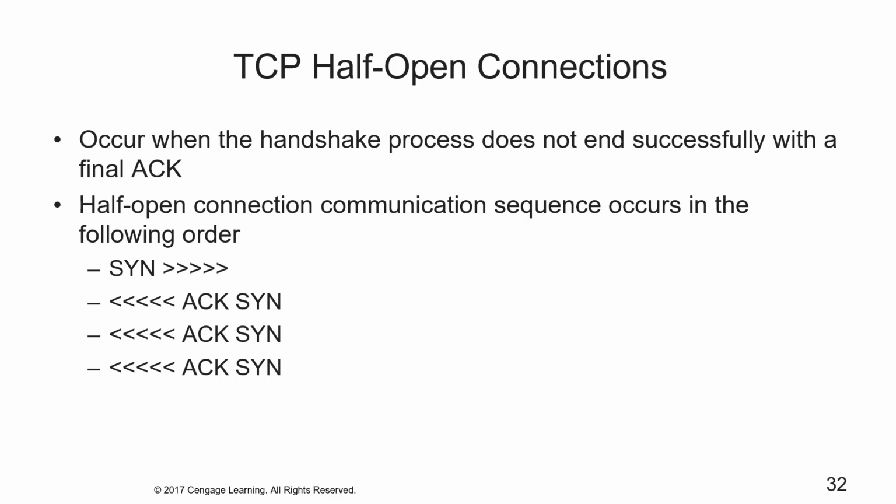TCP half-open connections occur when the handshake process does not end successfully with the final ACK. In my cybersecurity courses, we talk about how this can be used, especially on older servers, to cause denial of service attacks. Half-open connection communication sequence occurs in the following order: SYN, SYN-ACK, SYN, SYN-ACK, SYN, SYN-ACK. So again, the process doesn't end successfully with a final ACK.